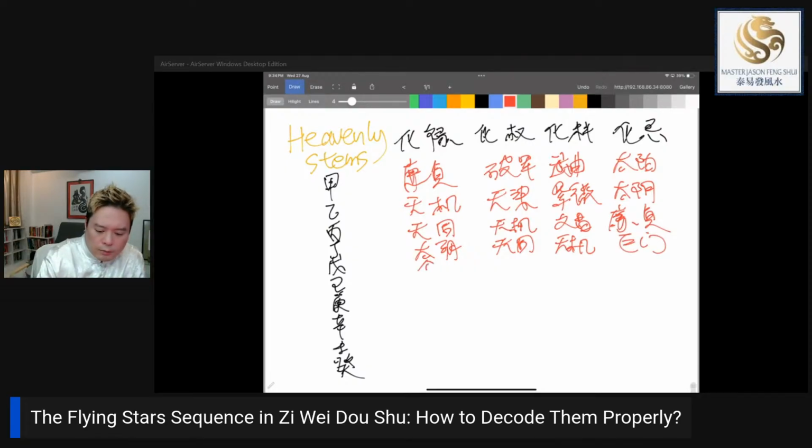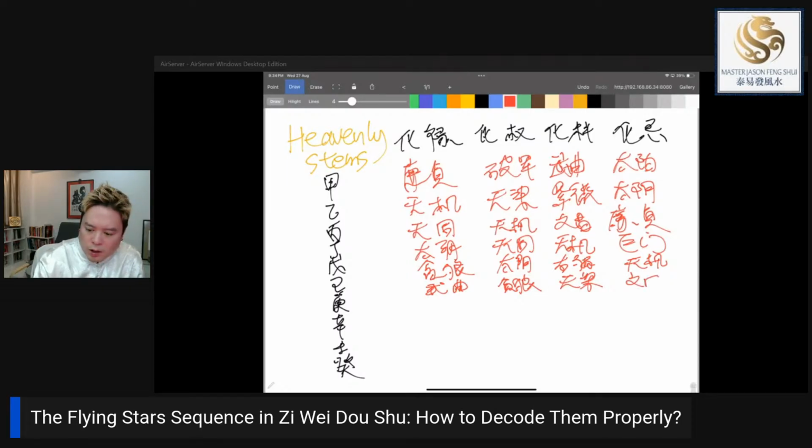For Wu, we have Tan Lang. Right, we really need to write smaller. Tai Yin Hua Quan, You Bi Hua Ke, Tian Ji Hua Ji. For Ji, we have Wu Qu Hua Lu, Tan Lang Hua Quan, Tian Liang Hua Ke, and then we have Wen Qu Hua Ji.